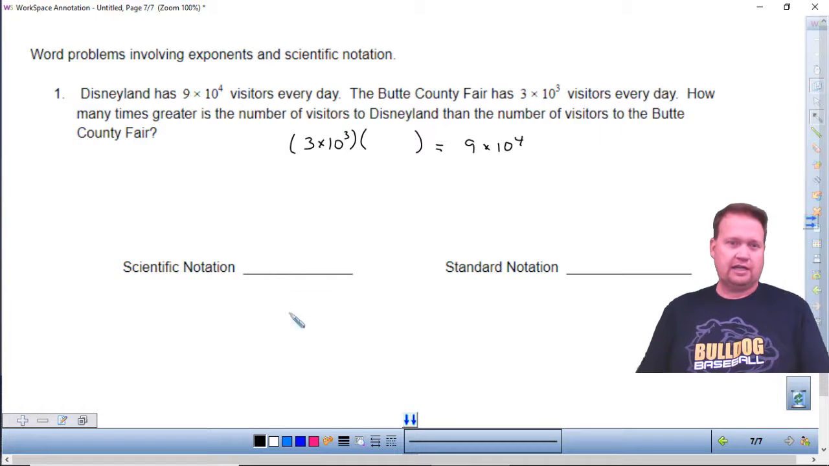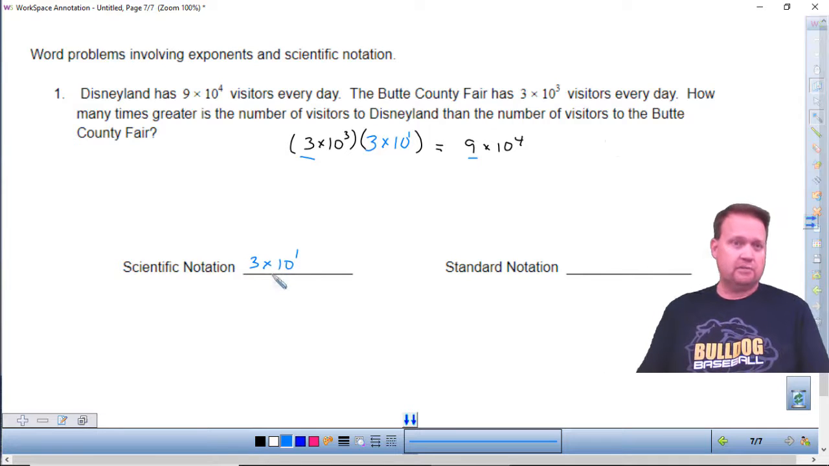Take a moment and look at that and try to figure out, how am I going to turn a 3 into a 9? The missing number here has to be a 3, because 3 times 3 is 9. And now, what does the power on 10 have to be? It was a 3 there, and it's a 4 there. I only need 1. You can write it this way, 3 times 10 to the 1. In scientific notation, that's fine.